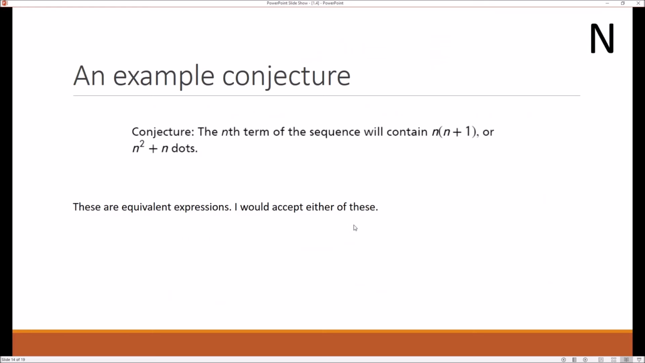Alright, so now let's look at another conjecture. This is a little bit harder, but let's see. The conjecture is the nth term of the sequence will contain n times n plus 1 or n squared plus n dots. Now if you want to know why these are equivalent, if I distribute n into here, I will get n times n, which is n squared, plus n times 1, which is n. So I'll have n squared plus n. These are equivalent expressions, and either one of these would be the correct conjecture to write for this test.